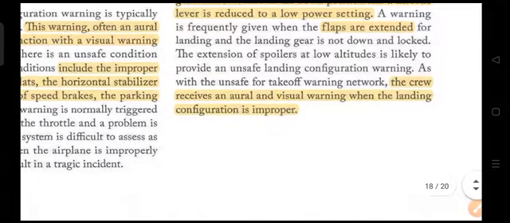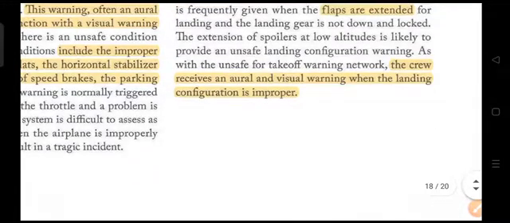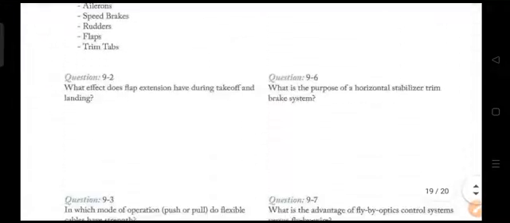The flaps will go down, flaps are extended, and the crew receives an aural and visual warning when the landing configuration is improper. At any given time, if the landing configuration is improper, the crew, whoever is there, will come to know about it through the aural as well as visual warning regarding the landing configuration. So that is all about it.